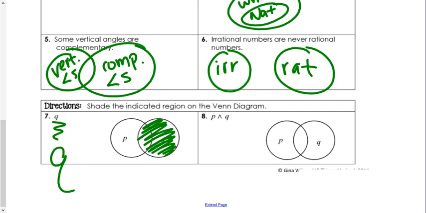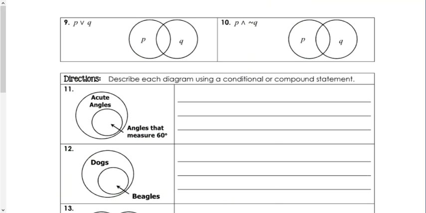Okay. The next part is P and Q. So the "and" tells me that they're merging together, so the place where that exists is right here in the middle. P and Q is right in the middle. We already talked about that on the front. So here's some more examples.